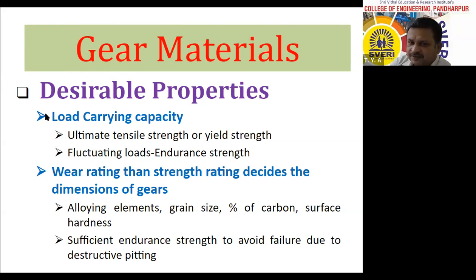Therefore, desirable properties: where we are using the gears, it depends upon the load carrying capacity. Whether two-wheeler, four-wheeler, or wherever we are using it, you have to take into account ultimate tensile strength or yield strength, and take into consideration fluctuating loads or endurance strength. Then wear rating and strength rating decide the dimensions of gears. Why do we have to consider wear rating?